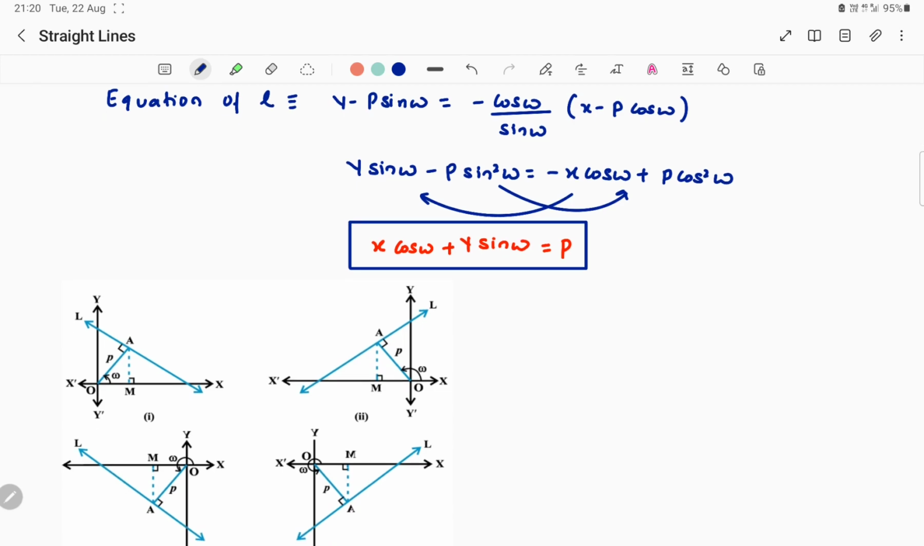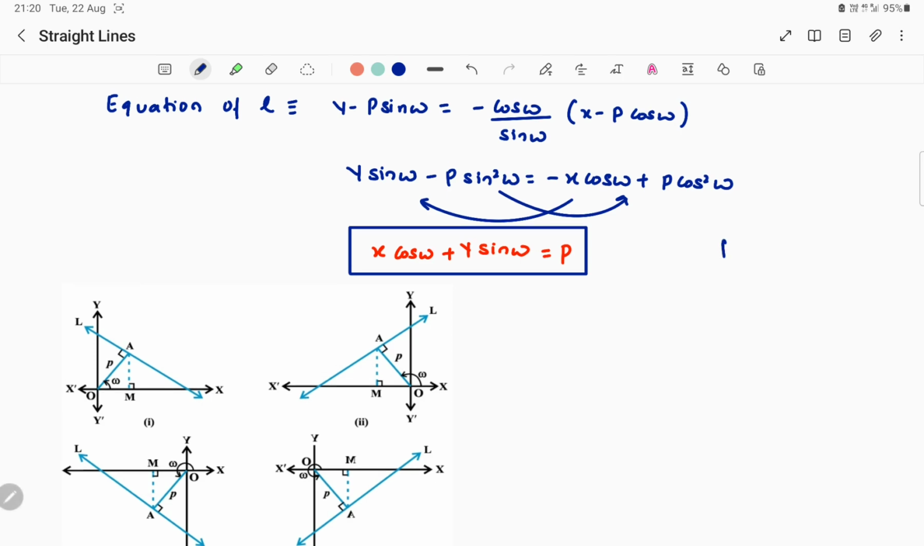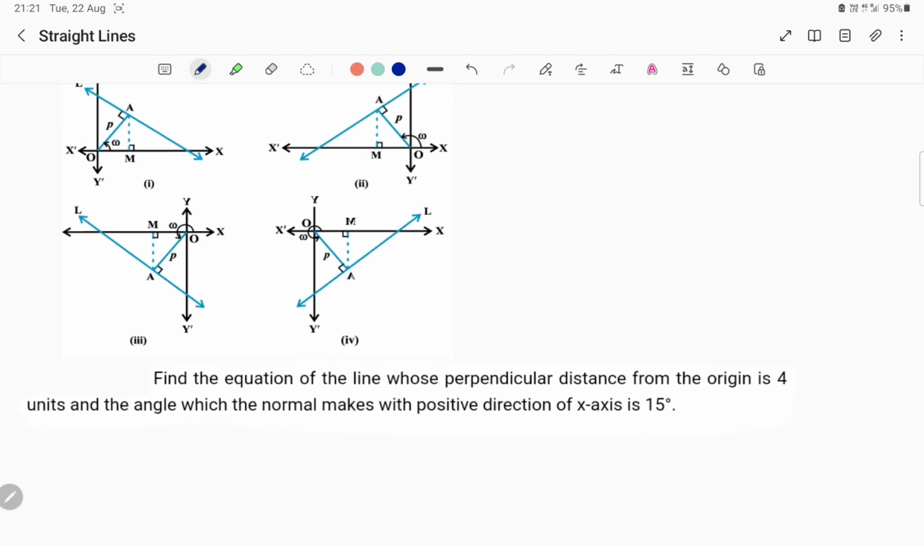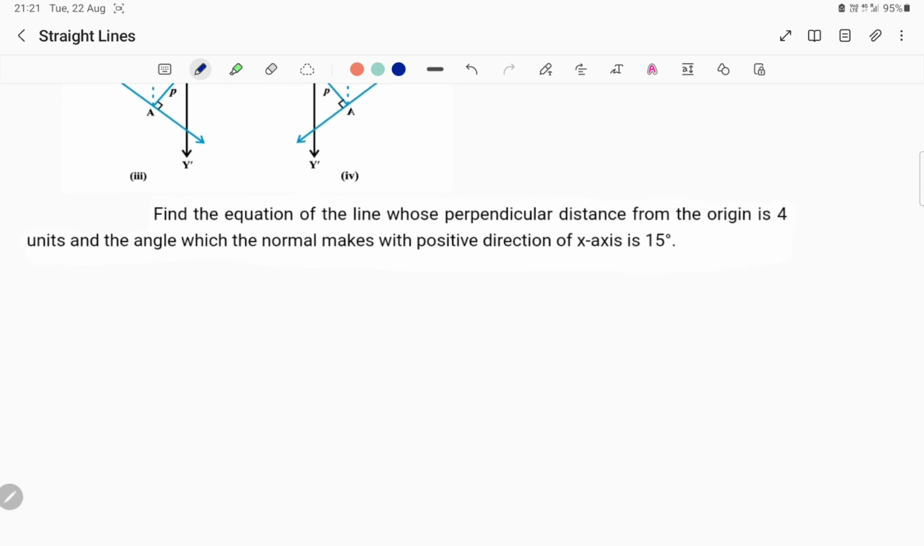Omega is the angle made by the perpendicular from the origin to the line with the positive direction of the x-axis in anti-clockwise direction. And P is the perpendicular distance. Various positions are given. What is the range for omega? You can see omega will be an acute angle here, in this case an obtuse angle, then in the third case more than 180, and then even more than 270.